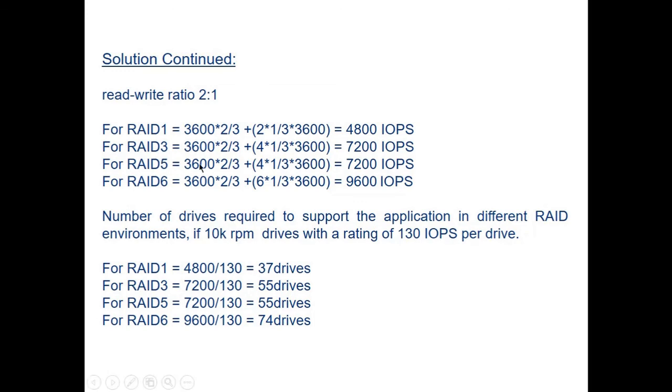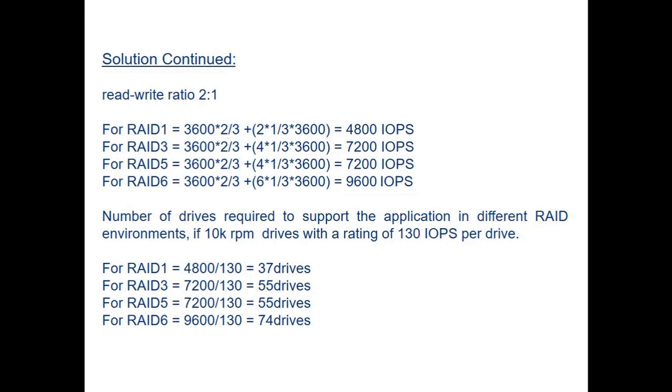Similarly for RAID 5, it is 3600 into 2 by 3, the read IOPS, plus write penalty 4 into 1 by 3 into 3600, which is again 7200 IOPS. For RAID 6, it is 3600 into 2 by 3 plus the write penalty value for RAID 6, which is 6. So 6 into 1 by 3 into 3600, which equals 9600 IOPS.